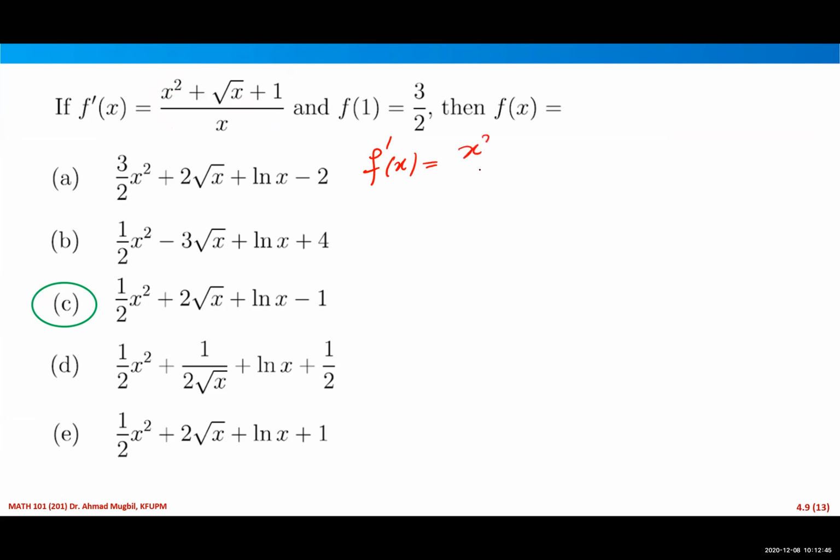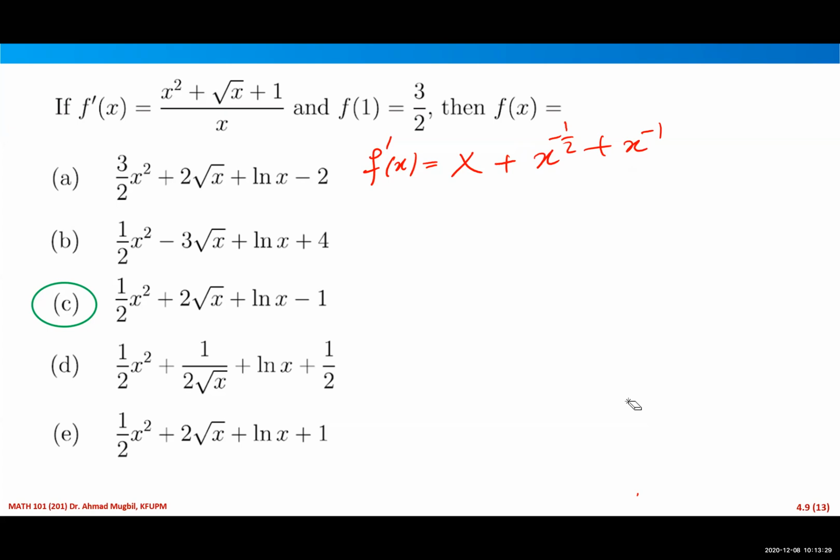So it will be x squared over x plus square root of x over x plus 1 over x. Is that what you are talking about? Yes. Okay. So what do we have? We will have x here. And here, x to the power half over x to the power 1. So it will be x to the power half minus 1, which is x to the power negative half. Good. And here, 1 over x is x to the power negative 1. Can we write it like this? Is it okay, Abdullah? Yes.